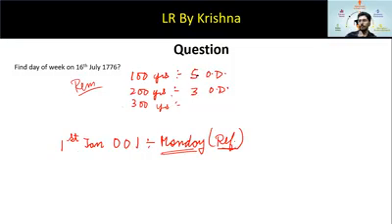300 years will be what? 5 into 3, 15. 15 divided by 7, which is 1 odd day. 400 years will be what? Quickly. 400 years will be what?